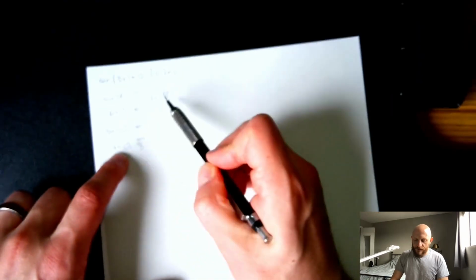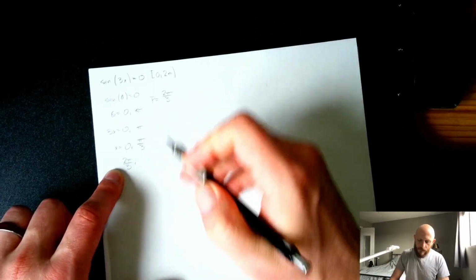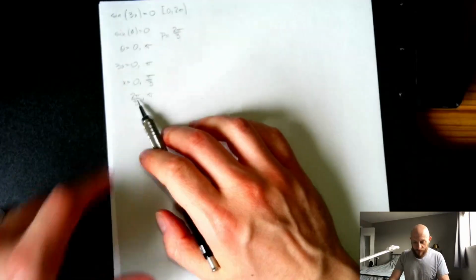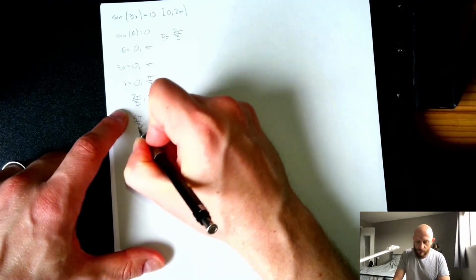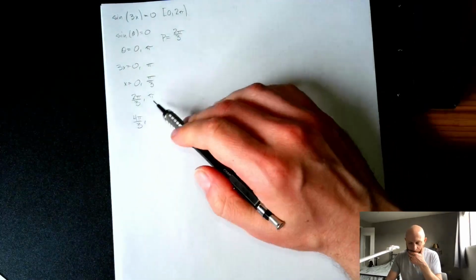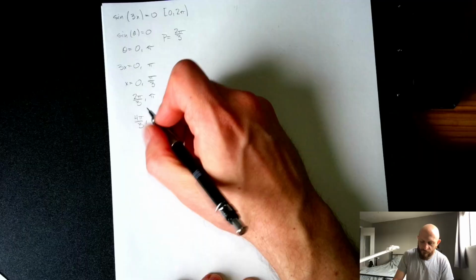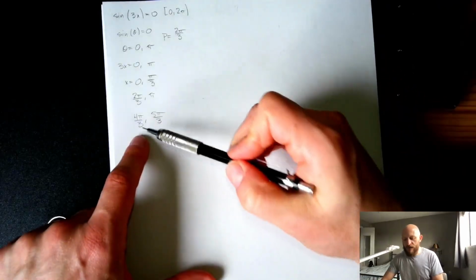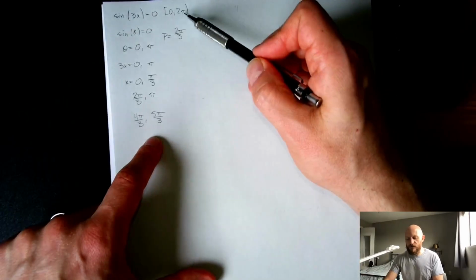So 0 plus 2 pi over 3 is 2 pi over 3. Pi over 3 plus 2 pi over 3 is pi. 2 pi over 3 plus 2 pi over 3 is 4 pi over 3. Pi plus 2 pi over 3 is 5 pi over 3. And if I add 2 pi over 3 onto either of these, I push myself out of this interval.